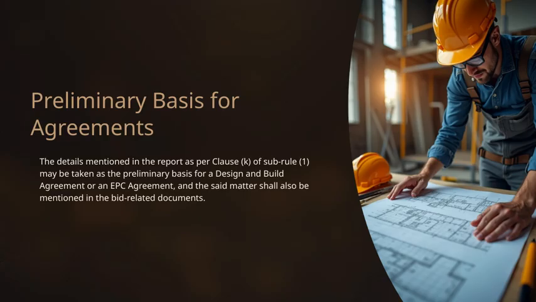Let's take a closer look at the preliminary basis for agreements. Essentially, the details outlined in the report, specifically according to Clause K of Subrule 1, serve as an initial foundation for either a design and build agreement or an EPC agreement. This means that these initial details are crucial in shaping how the agreement will be structured.